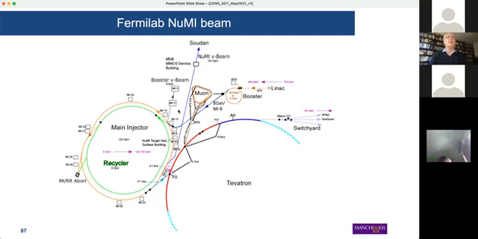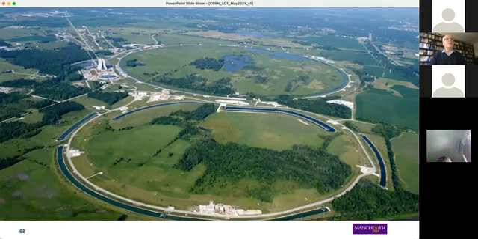at Fermilab. One is the NuMI beam, which goes to Soudan, and the other, which is used for the short baseline program, is the booster neutrino beam. This is just a photograph of Fermilab. That's the Tevatron here, and this is the main injector, and the neutrinos go in that direction.